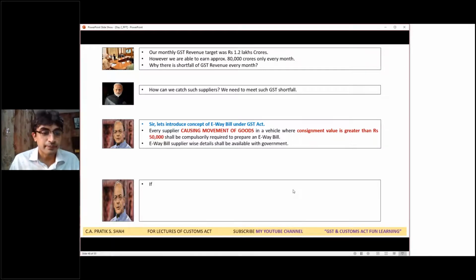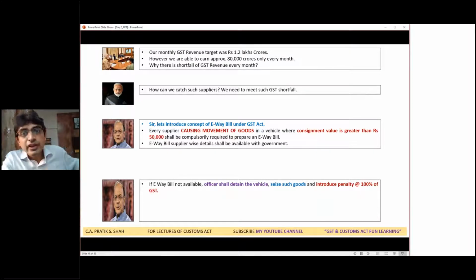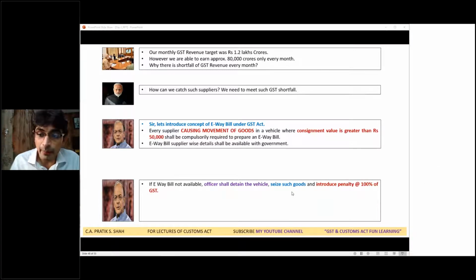See this. If e-way bill is not available, what will the officer do? He shall detain the vehicle. He shall seize the goods. He shall impose a penalty of 100% of GST. If you are moving the goods without e-way bill, I will detain your vehicle, seize the goods, and impose a penalty of 100% of the GST amount. I repeat, 100% of the GST amount.